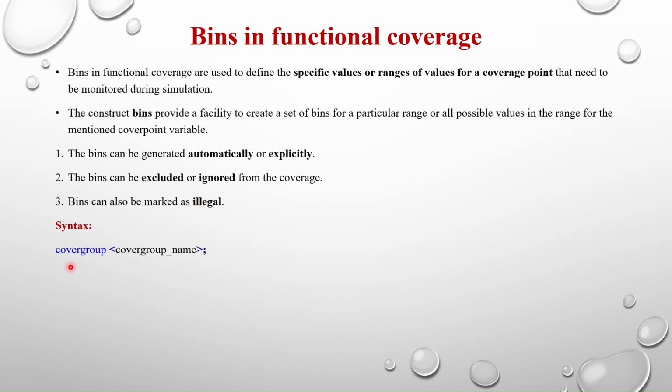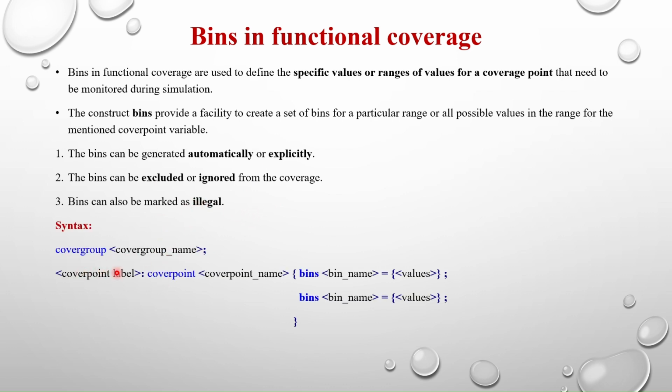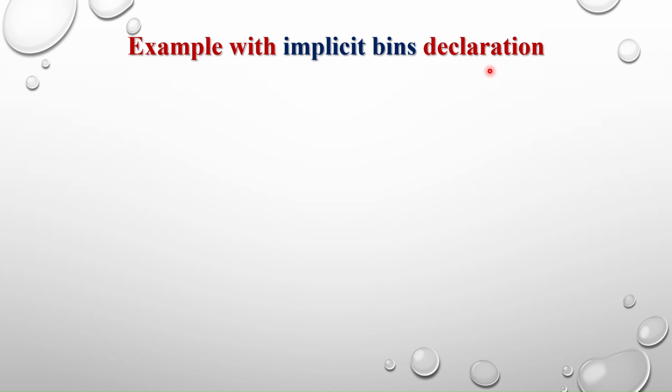Okay, and the syntax to write bins is like this: covergroup name, and coverpoint label. This is the coverpoint name, and here is the bins. So bins is a keyword which is used to define the specific value or ranges of values for a coverpoint. Okay, so this is the definition of bins, and here you can see I have created multiple bins. Each coverpoint is associated with single or multiple bins. Okay, endgroup.